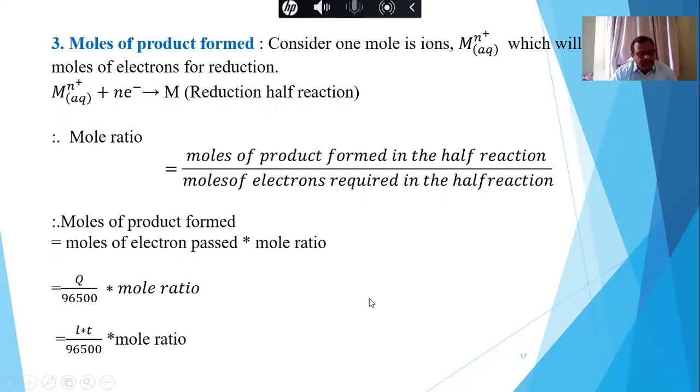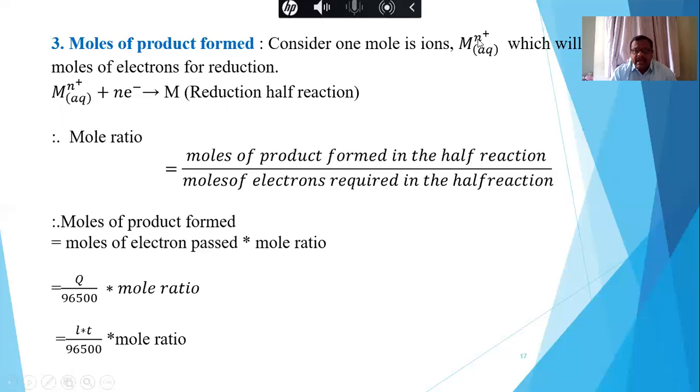Now the third aspect of quantitative electrolysis is the moles of product formed. Here, consider 1 mole of ions, that is Mn+. M is a metal. Consider 1 mole of metal ions M, which is in aqueous form.